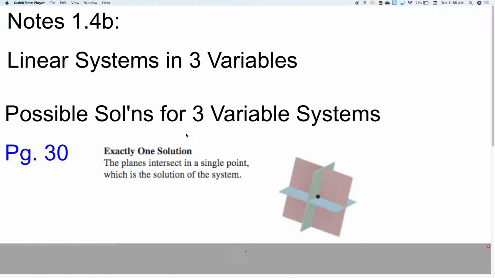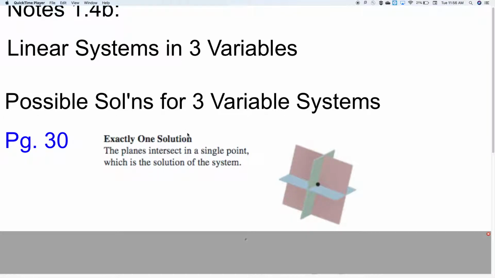The possible solutions for your three variable systems show up on page 30. So if you want to look at these pictures again on your own, you can. Again, I think I mentioned this yesterday, but SOL'N, that's just my abbreviation for the word solution because I'm too lazy to write it out. However you want to abbreviate or write out solution is up to you.